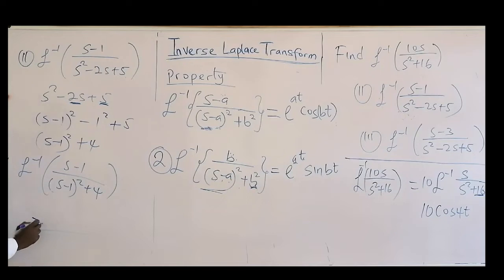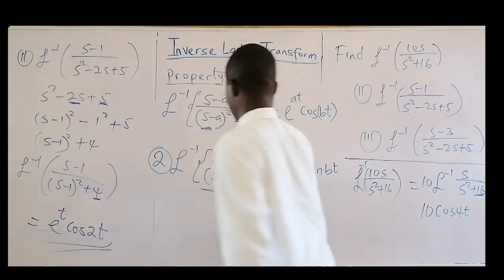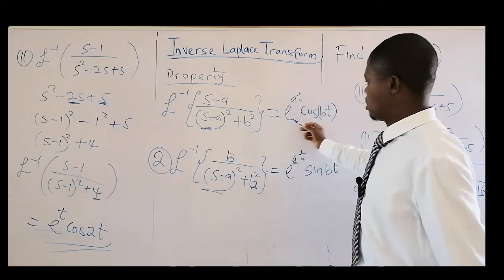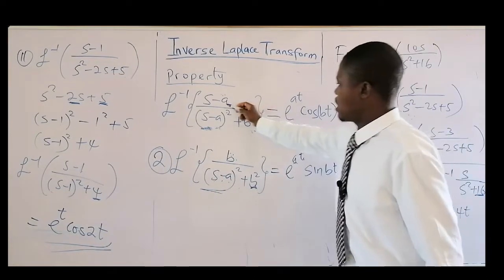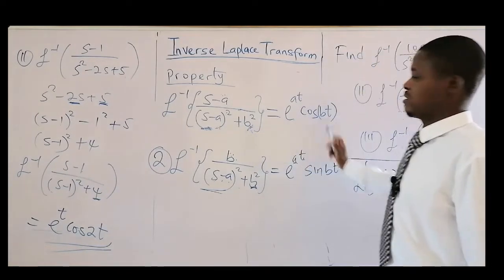So we have expressed the denominator in perfect square, which now conforms to this law. In this case now, x minus 1, the a here is 1, so that's e to the t, and then cos. This is 4, that is 2 squared, so 2t. So that's that on that question. That will be exponential at, then cos bt.